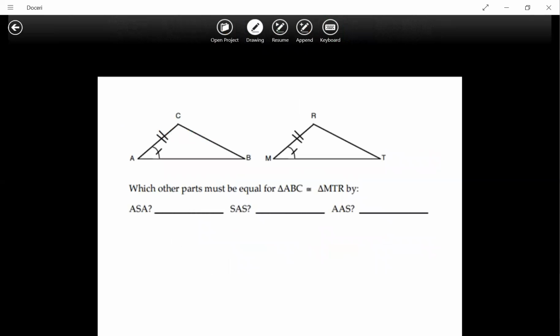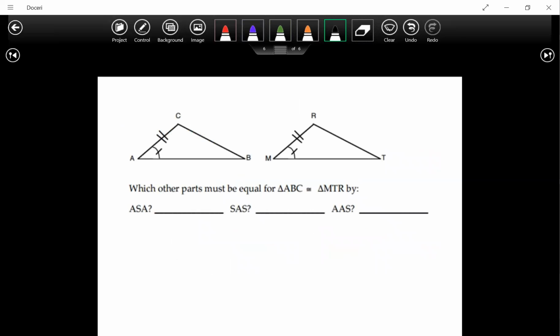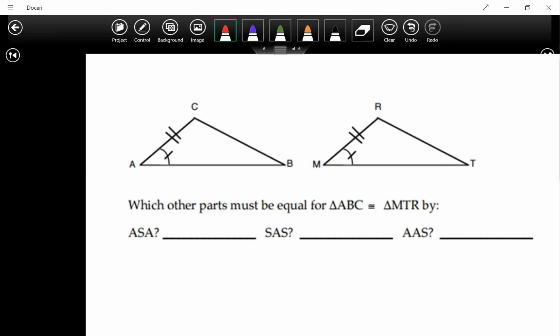Here's the next one. Copy it down and I'll give you about 30 seconds. Which other part must be equal for ABC to be congruent to MTR? The essence of what this question is asking is giving you a side and an angle. So they're asking for specific parts to show congruence. For the first part, in order for us to show angle side angle, what are we missing for these two triangles? Another angle. So angle C to angle R. This would be an angle side angle.